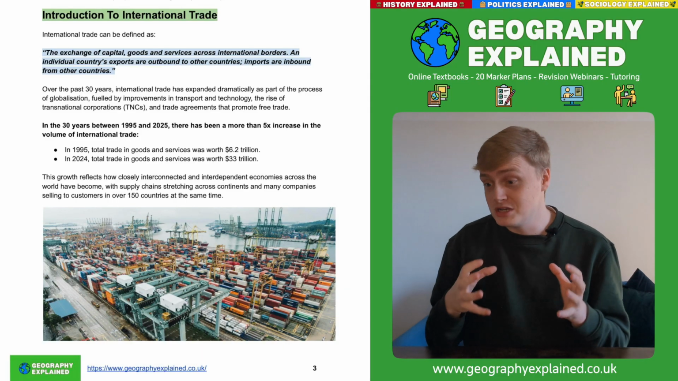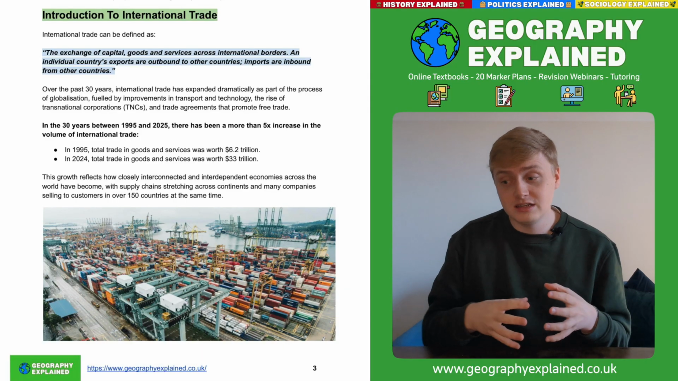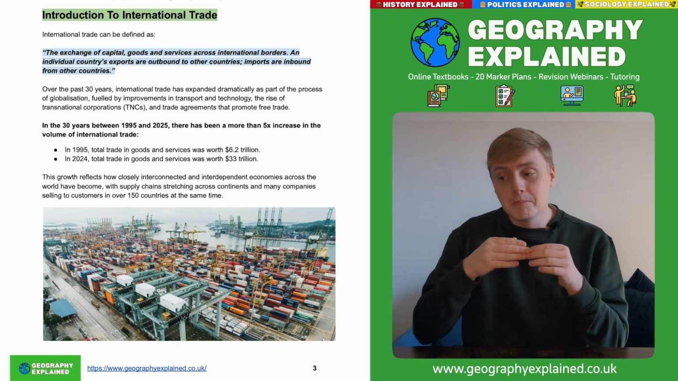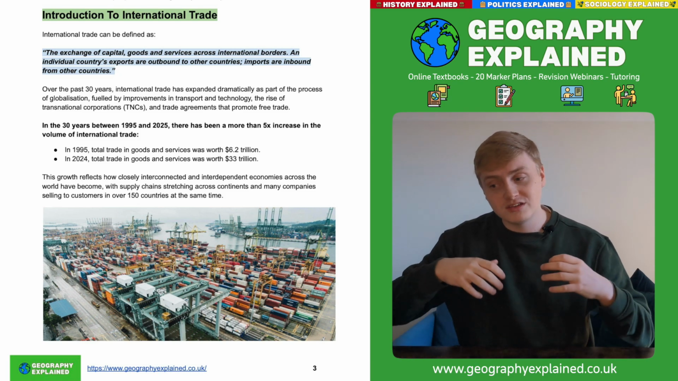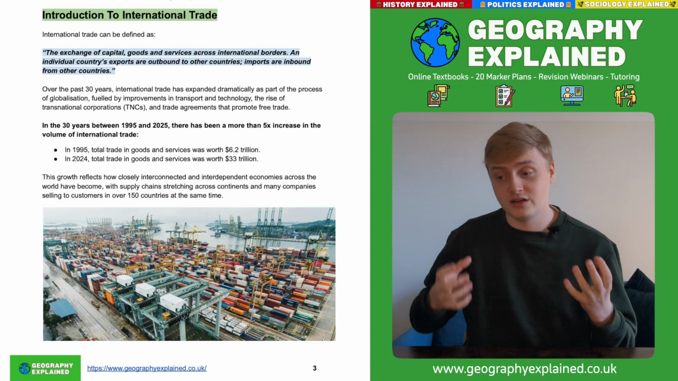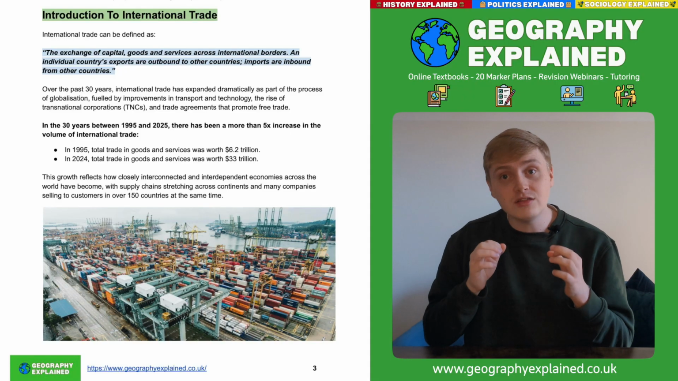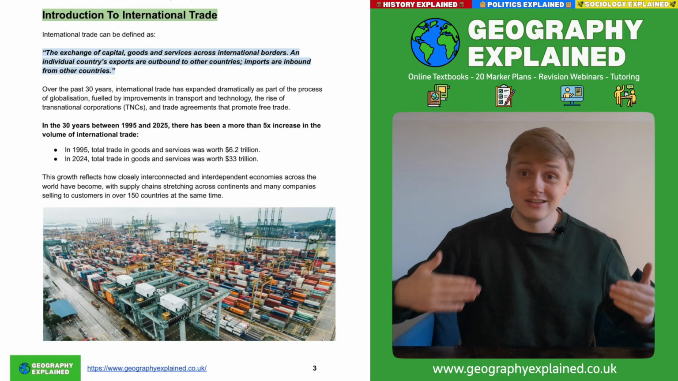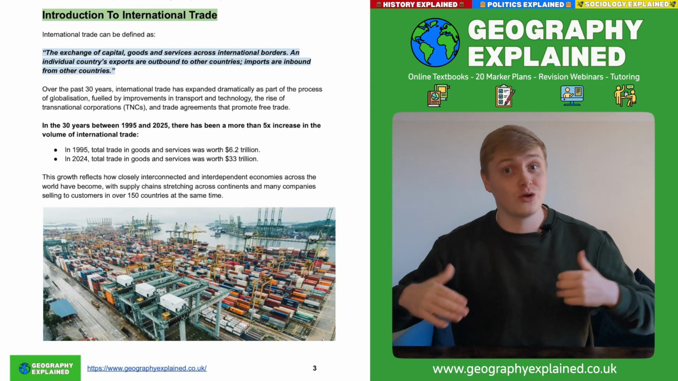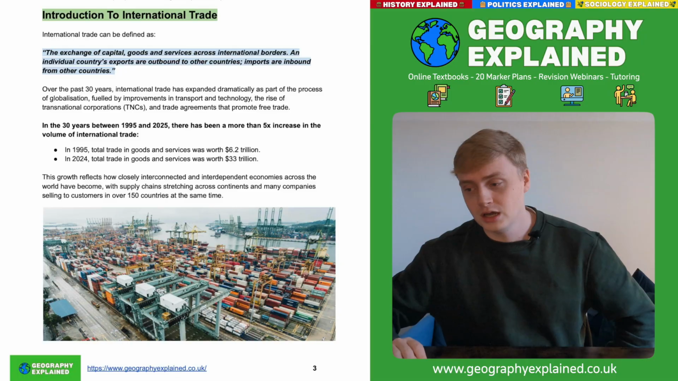So just to put some numbers on this, between 1995 and 2025, there's been a more than 5x increase in the volume of international trade, from $6.2 trillion in 1995 to more than $33 trillion in 2024, and that's continued growing in 2025, and I'm sure it will in 2026 and going forward as well.